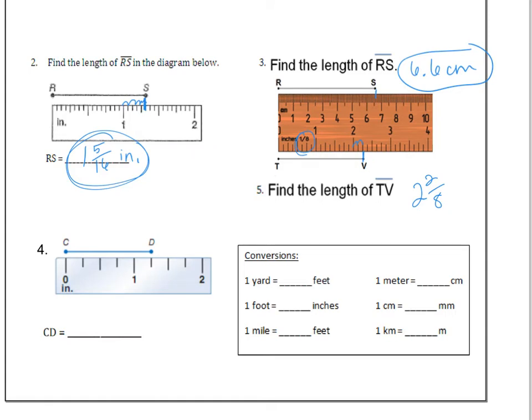Down here on number 5, we're going to put an 8 on the bottom because the inches were divided into eighths. One last thing we need to do on number 5 is you always want to simplify a fraction if possible. In this case, 2/8 can be simplified. So 2 goes into 2 once and 2 goes into 8 4 times. So this is really 2 1/4 inches, and that would be your final answer.